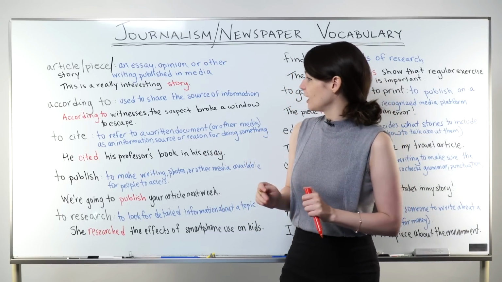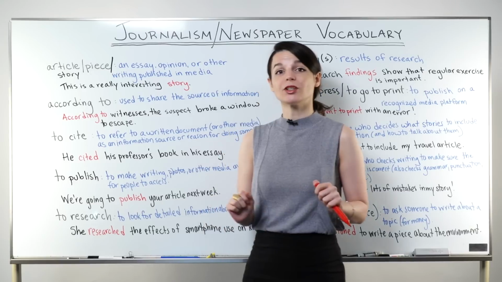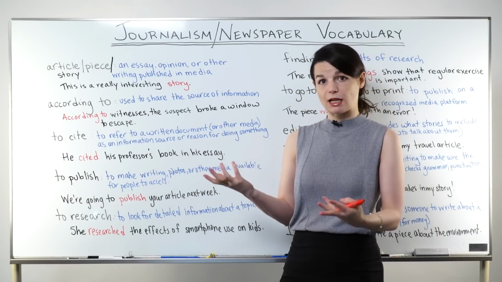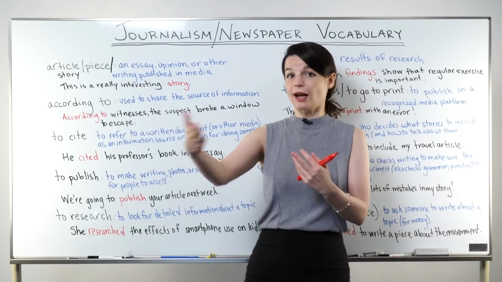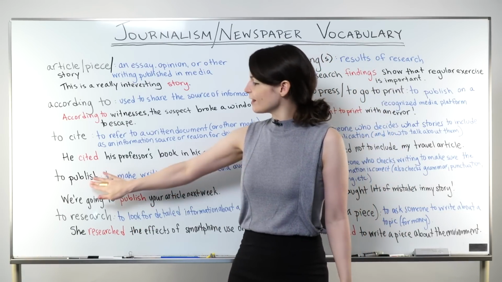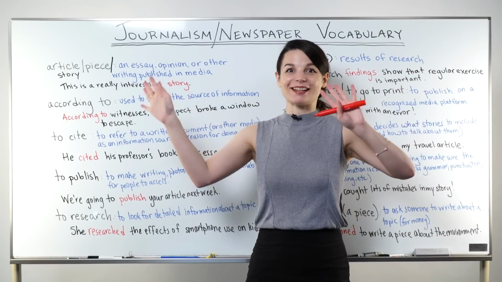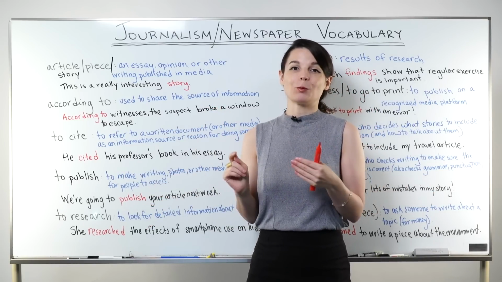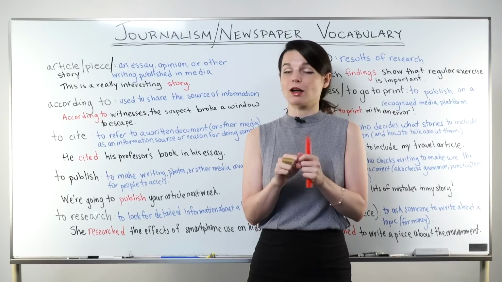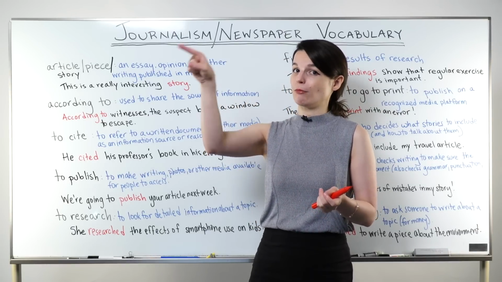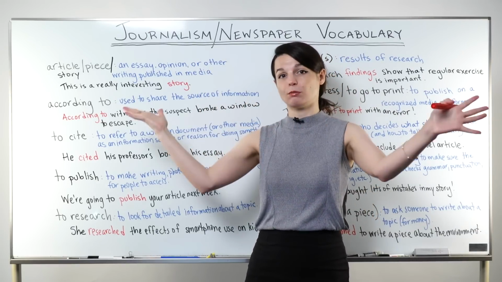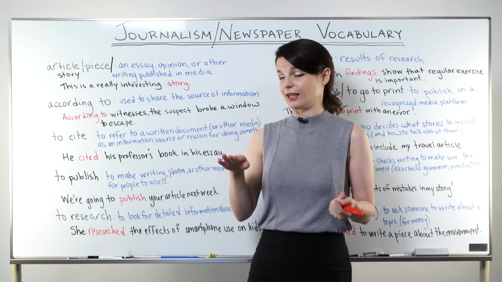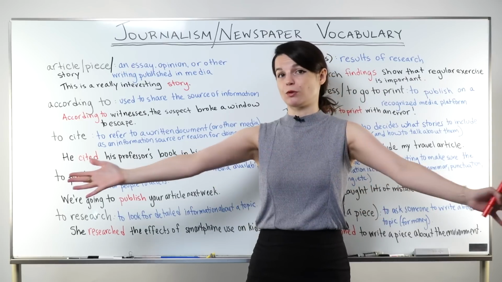Okay, let's go to the next word, which is to publish something. To publish means to make writing or photos or other media available for people to access. So to publish, this is not just for like major magazines or major news websites. We also use publish on blogs. Like when we finish writing an essay on a blog, we might push the button that says publish. So that means make it accessible for other people to read. Make it so other people can check that thing. So to publish is a very general word.